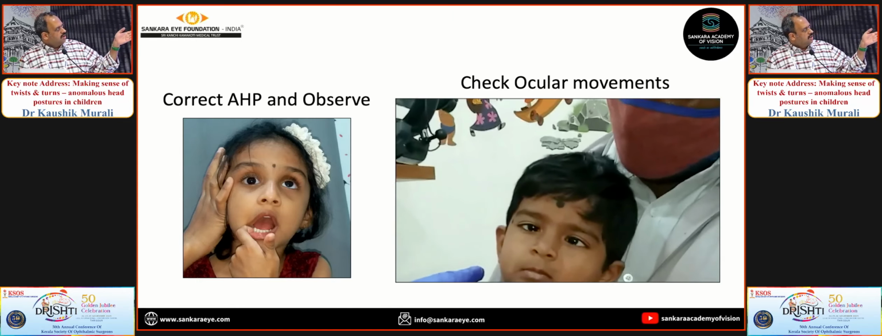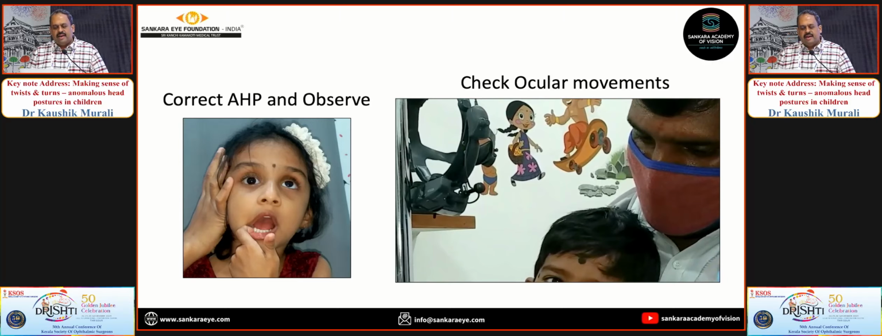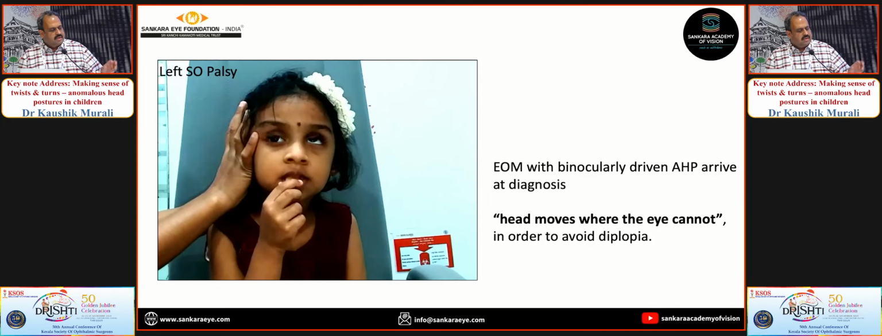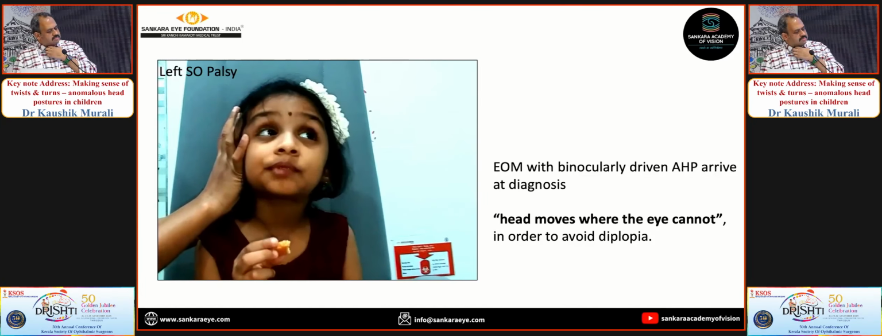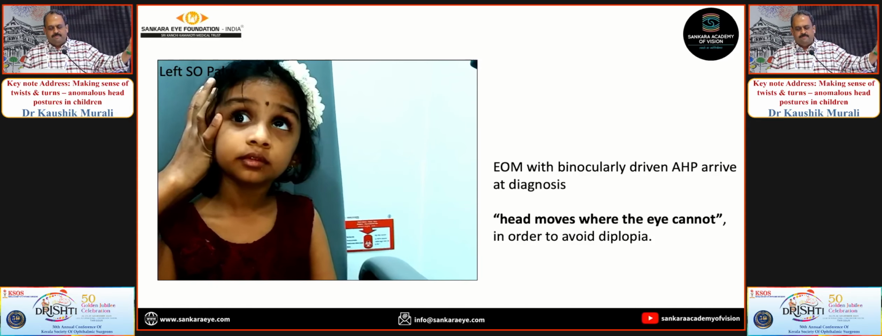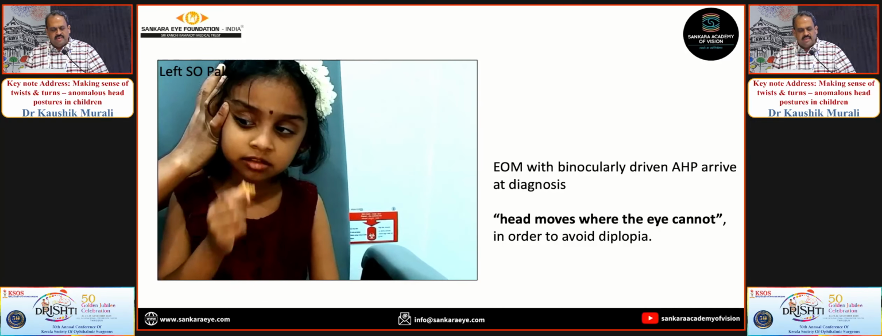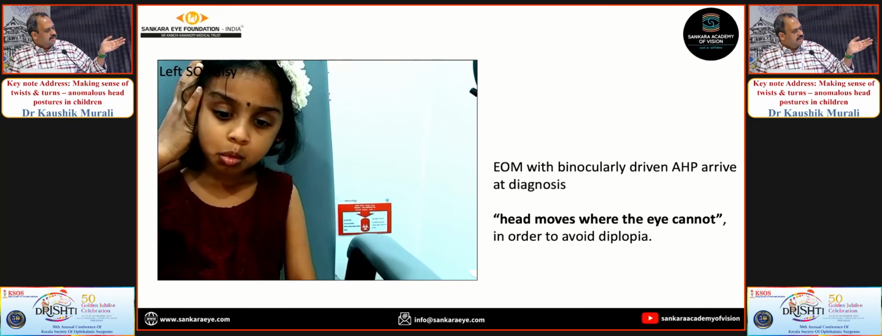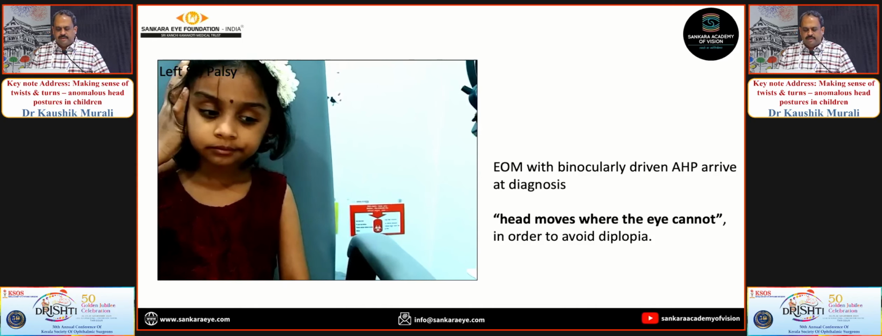So once you check the ocular movements and figure it out, you then arrive at some kind of a possible diagnosis. So in this particular child, you've arrived that it is binocularly driven by the previous things. You've looked at the ocular movements, and with that you can then arrive at a diagnosis of it being a possible left superior oblique palsy.